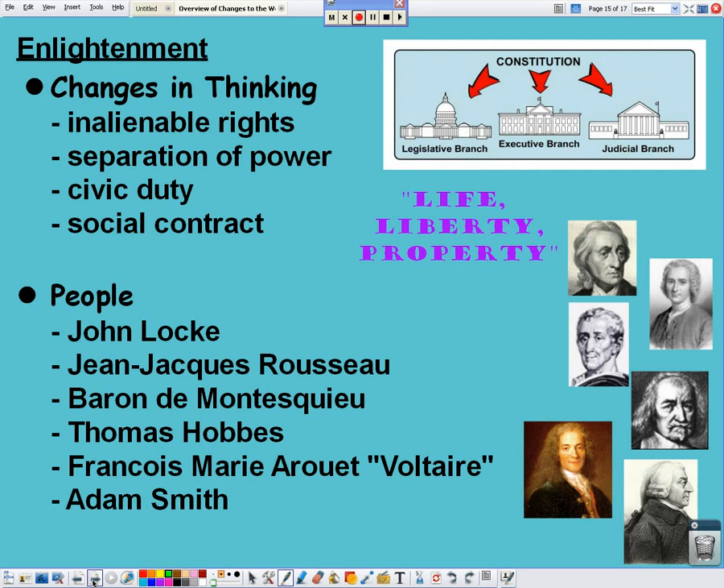And then lastly, Adam Smith, a man you may have heard of. Lead singer of The Cure. I'm just kidding.